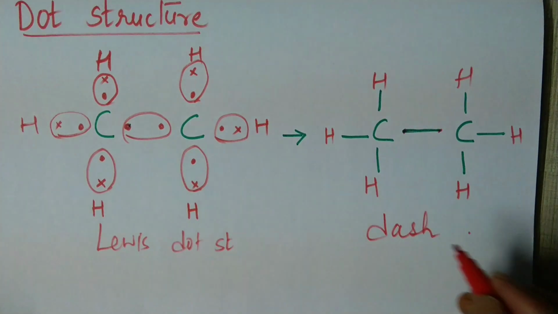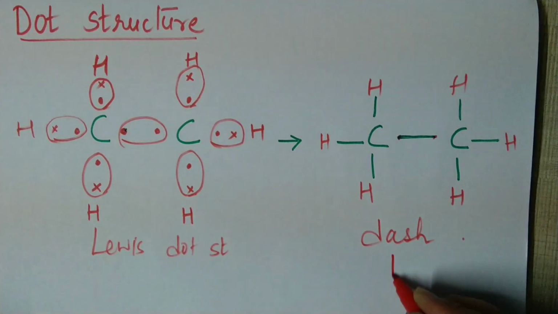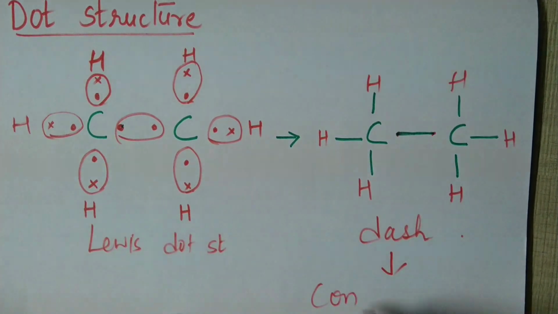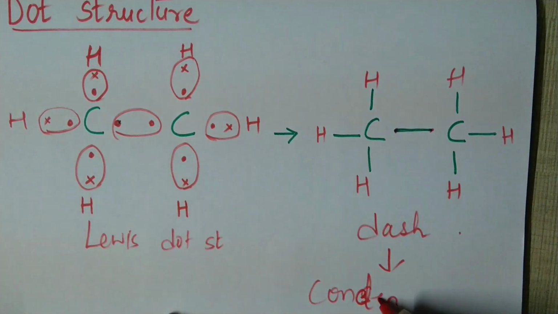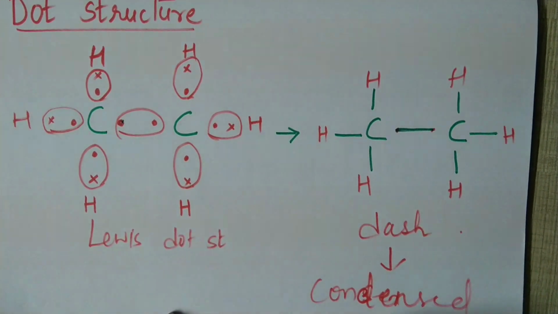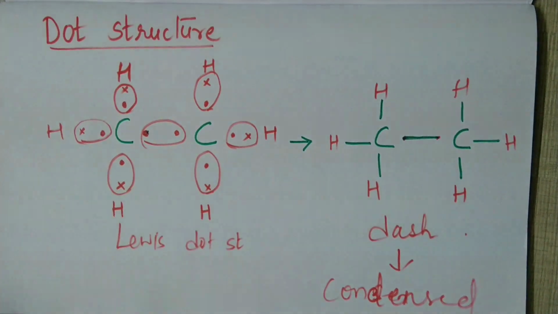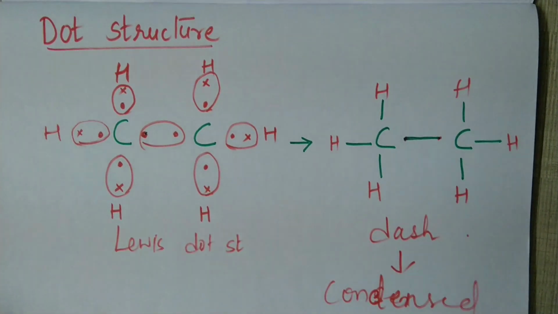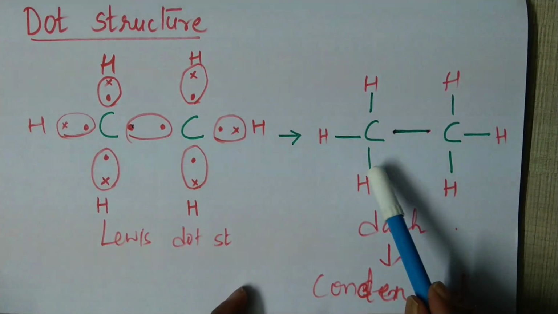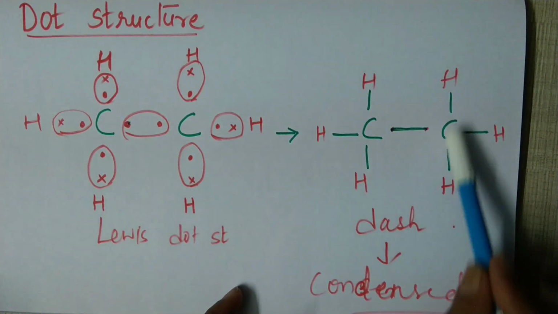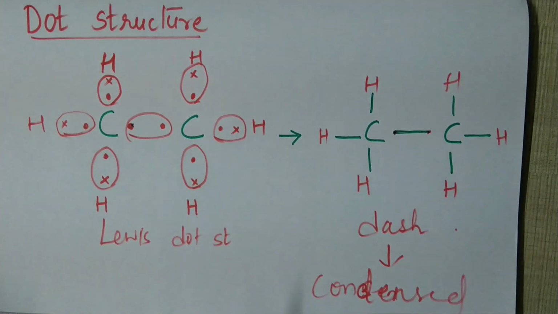Now, can I further condense this and write? Yes, you can condense this. That is called as condensed structure. So, how do I go about writing the condensed structure of this? You can omit or not write all these lines I have shown here. Why are we doing all this? Just to make things easier.